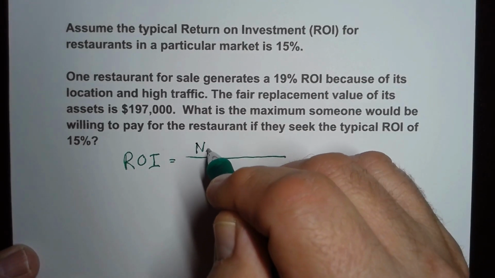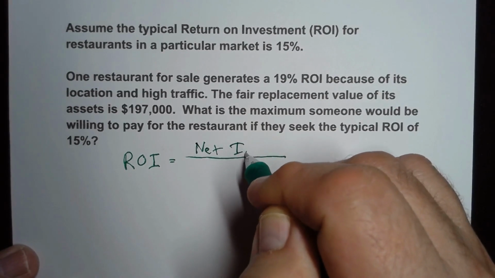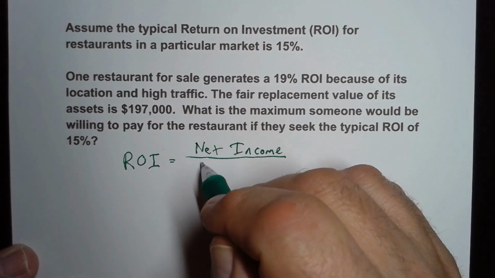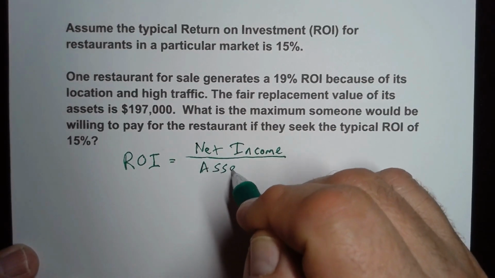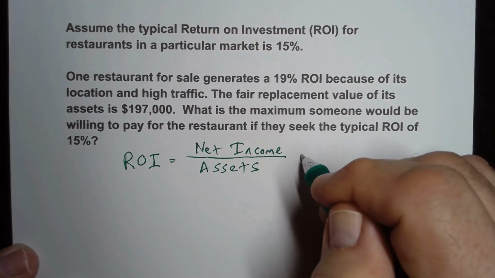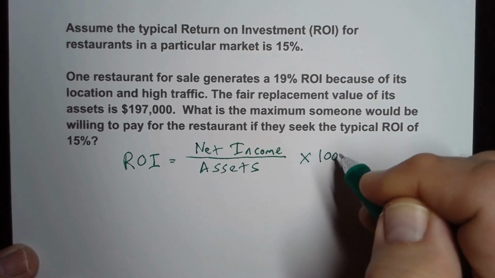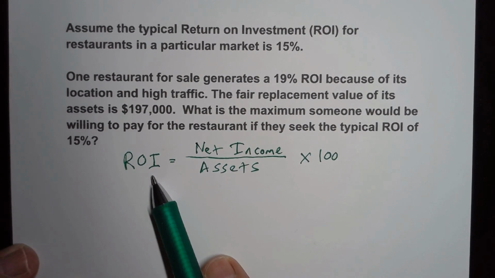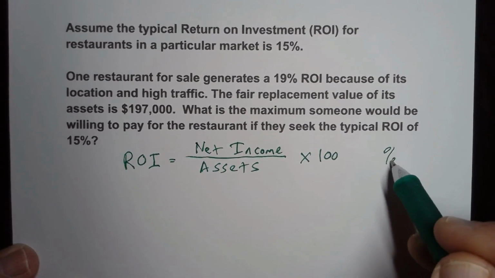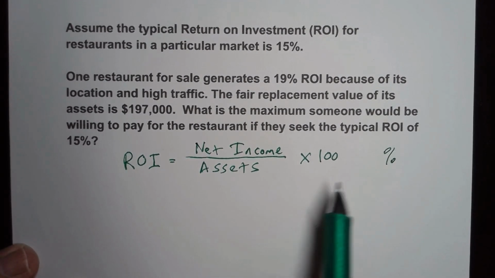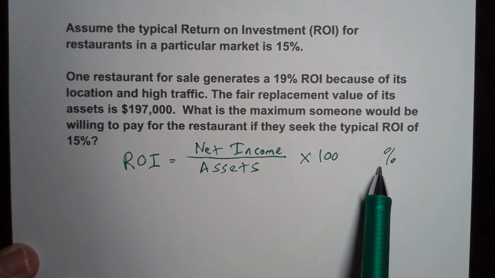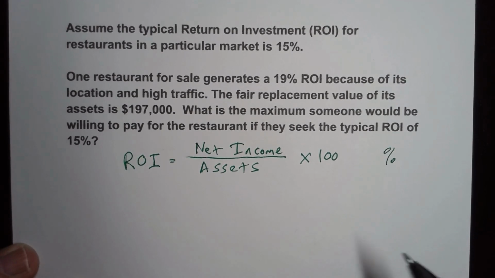Return on investment has different ways to calculate it, but for purposes of this, it's going to be net income over the assets. And typically we're going to multiply it by 100 simply because we want to express ROI in terms of a percentage, so we can compare different ROIs for different companies, different businesses. And it's helpful to have them on a percentage basis.